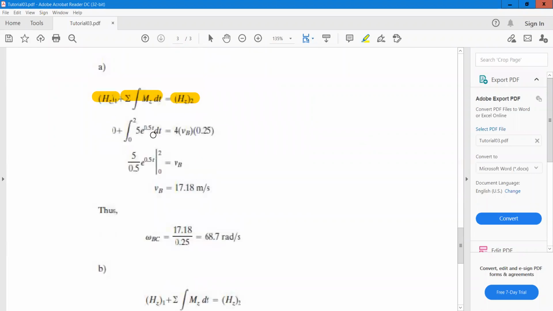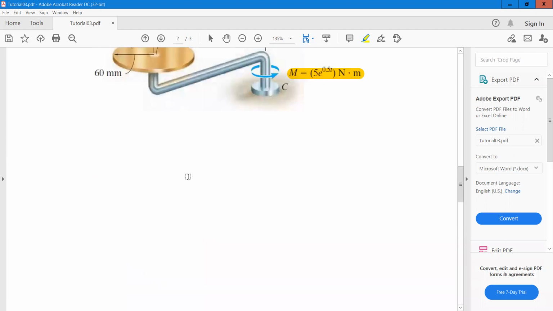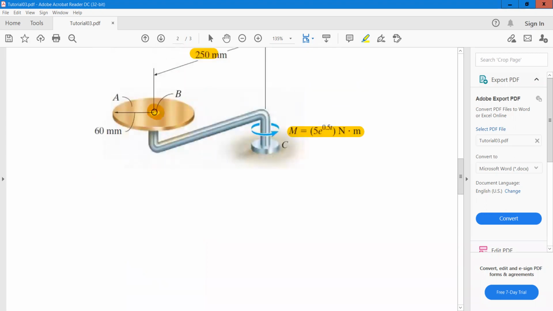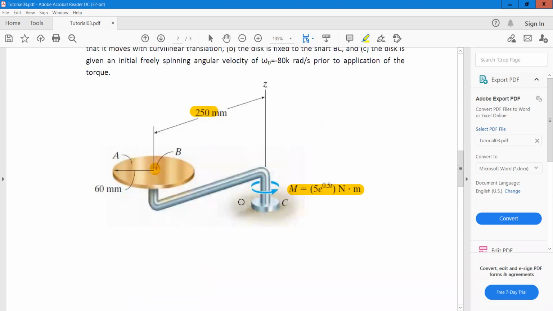So we can solve this equation for VB, and the velocity of point B is equal to 17.18. It means after 2 seconds, the velocity of this point is this value. We want to obtain the angular velocity. This arm is rotating about point C.